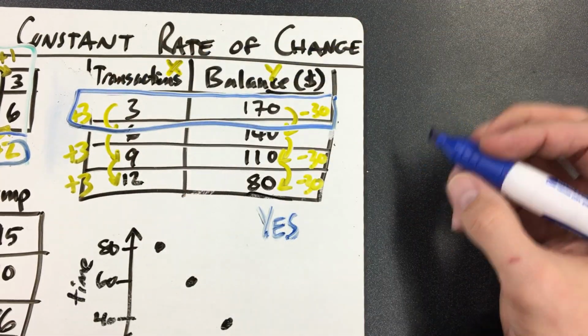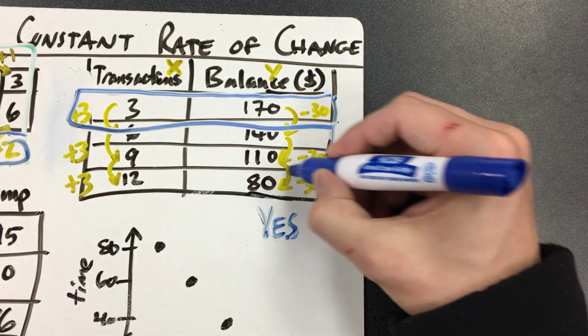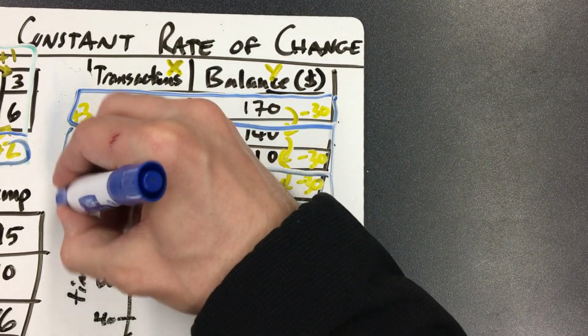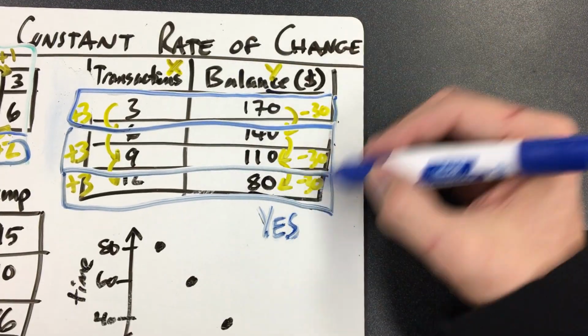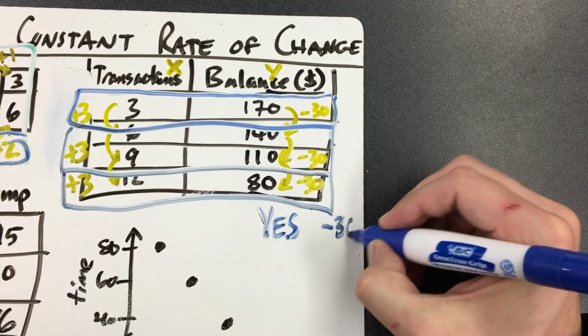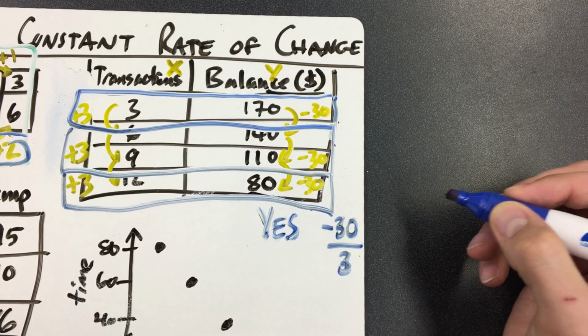Minus 30 for every 3 transactions. And then right here, another minus $30 for every 3 transactions. And then look right here, another minus $30 for every 3 transactions. This goes first, the Y, the output. You have minus 30. You were losing $30 for every 3 transactions.